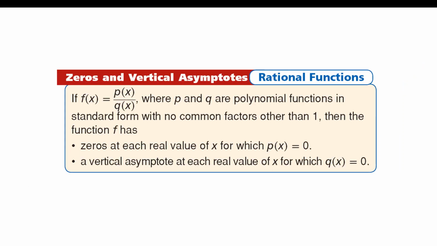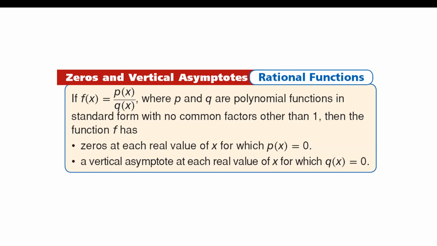All right, zeros and vertical asymptotes. If f of x equals p of x over q of x, where p and q are polynomial functions in standard form with no common factors other than 1, then the function f has two things: zeros at each real value of x for which p of x equals 0, and a vertical asymptote at each real value of x for which q of x equals 0.